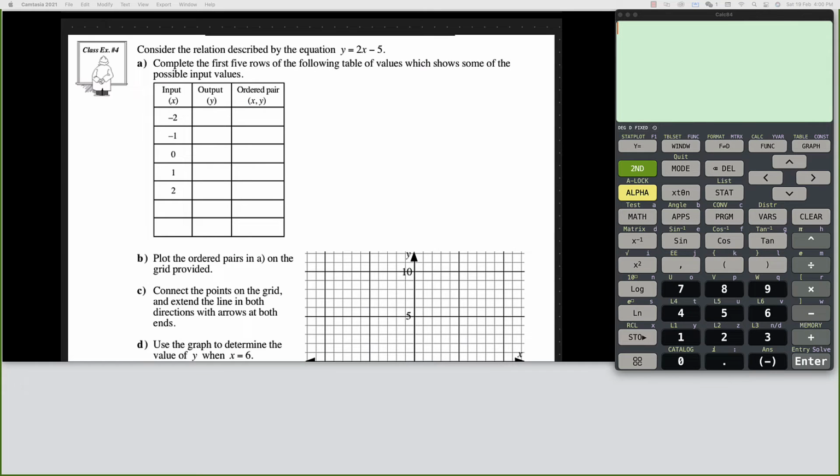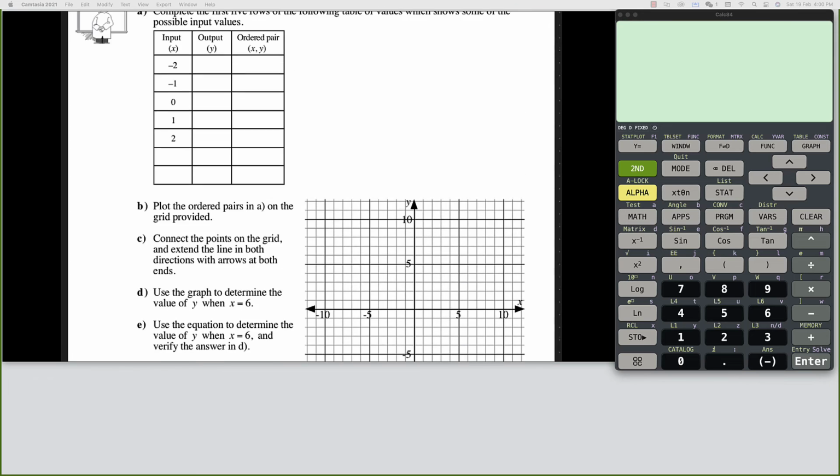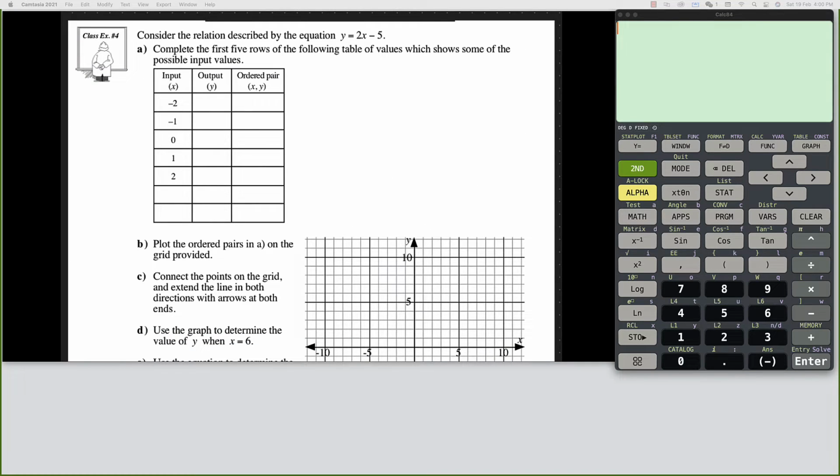Okay, with class example 4, we're going to be asked to do a number of different things. So let's just get started here. It says we have this equation, which is y equals 2x minus 5. And you should be able to realize that that is in the form of y equals mx plus b. So that's going to be the equation for a straight line. Now remember, m is our slope, b is our y-intercept, x is our independent variable, and y is our dependent variable.